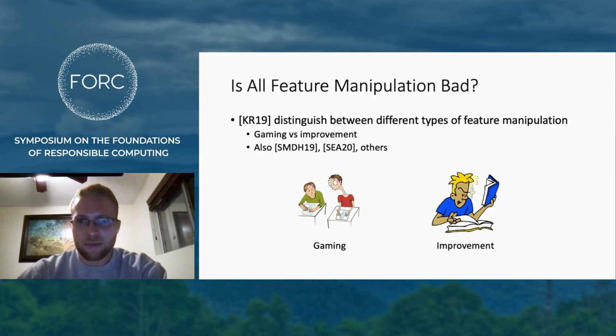On the other hand, improvement is when an agent takes actions which improve both their observable features and the quality the decision rule is trying to measure. So, an example of improvement would be studying, which improves both your test score and your knowledge level. So, in this setting, the goal of the principal is to incentivize improvement, which basically translates to incentivizing the agent to invest in specific directions of effort.